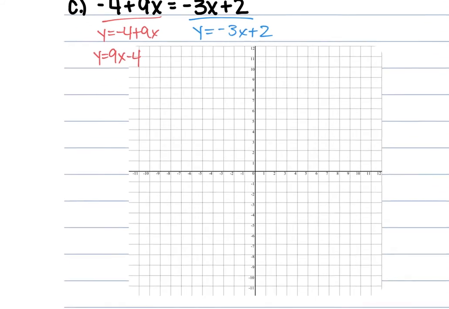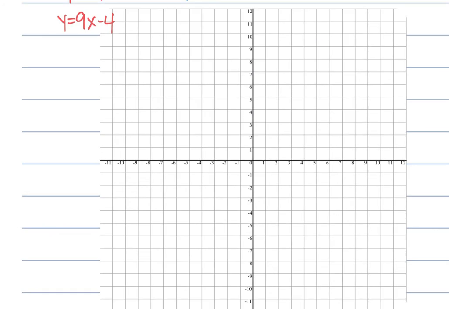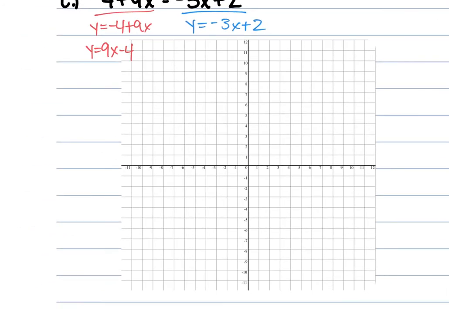Now let's go ahead and graph the red one. How would I graph it? Andrew? Your y-intercept is -4. Good. And you're going to go up 9 over 1. Excellent. So 1, 2, 3, 4, 5, 6, 7, 8, 9 over 1. And we've got a nice line that looks like that, kind of. I wish I could draw straight lines. And then the blue equation. How would I graph it?